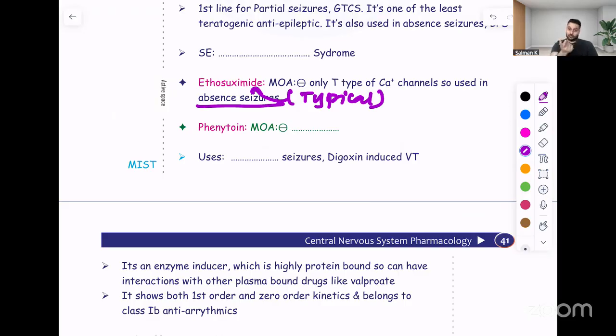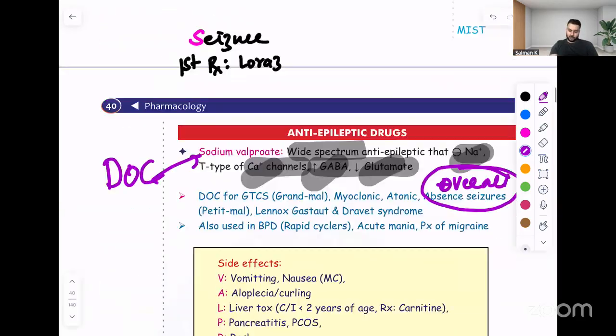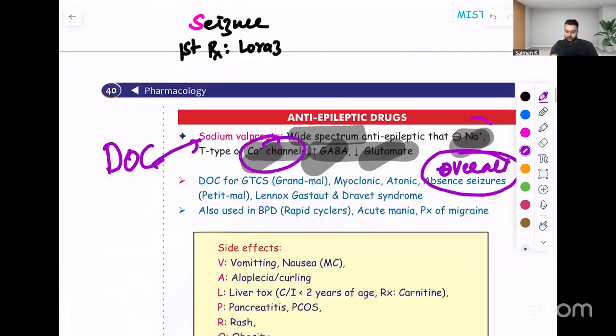Okay, there is a difference of mechanism. This one blocks only the calcium channel. It's only used for absent seizure. This one blocks calcium also, and other things also. That's why it's the overall drug of choice if they have some extra.